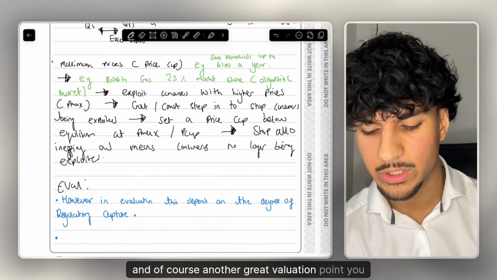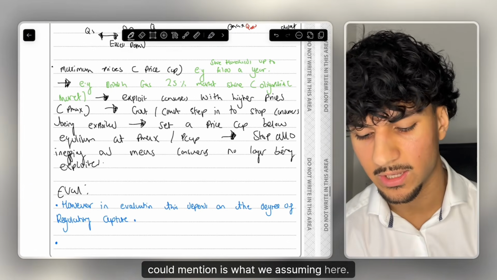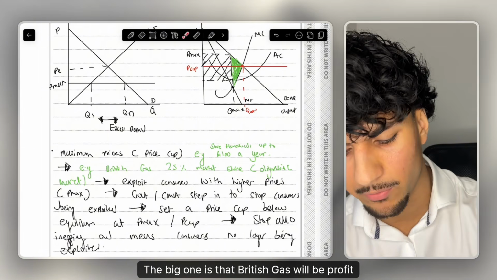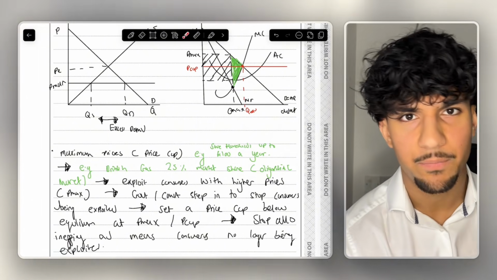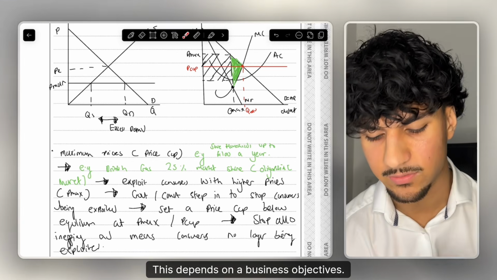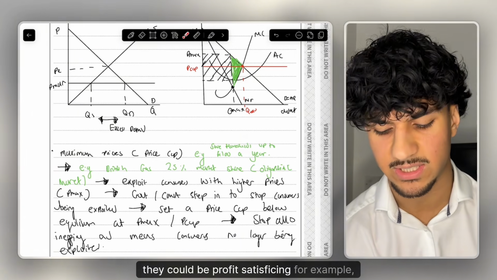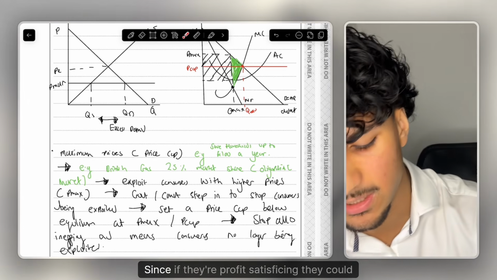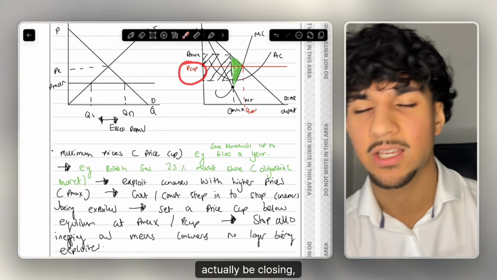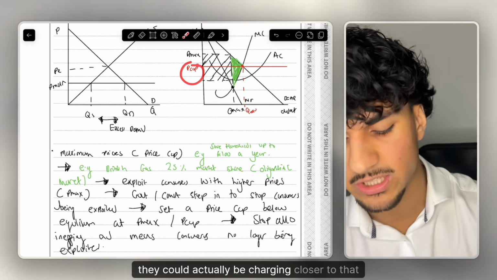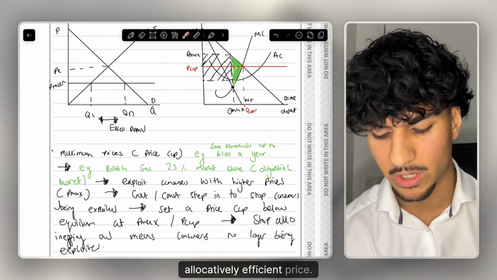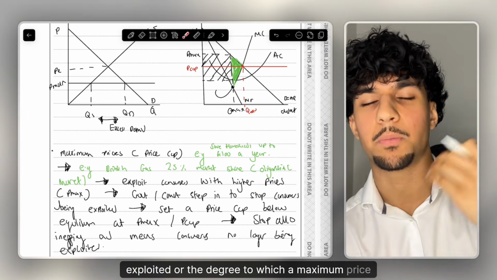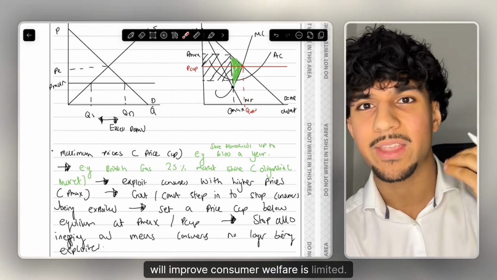And of course, another great evaluation point you could mention is what we're assuming here. And remember, always think about the assumptions we're making. The big one is that British Gas will be profit maximizing. You could say, however, evaluation, this depends on a business's objectives. As a business, they could be profit satisficing, for example, thus reducing the degree to which they are actually exploiting consumers. Since if they're profit satisficing, they could actually be charging closer to that allocatively efficient price, thus meaning the degree to which consumers are exploited or the degree to which a maximum price will improve consumer welfare is limited.